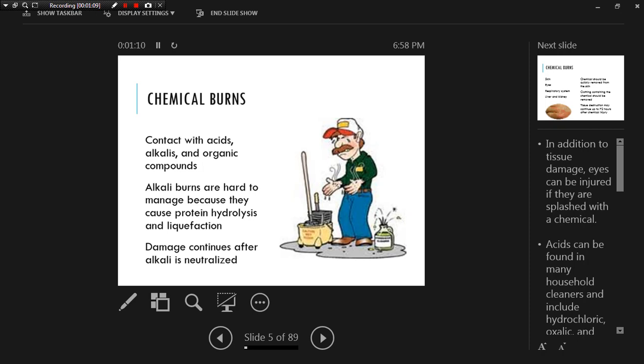Chemical burns occur with any kind of contact with acids, alkalis, and organic compounds. Alkali burns are hard to manage because they cause protein hydrolysis and liquefaction of the skin, and the damage continues long after the substance has been neutralized.